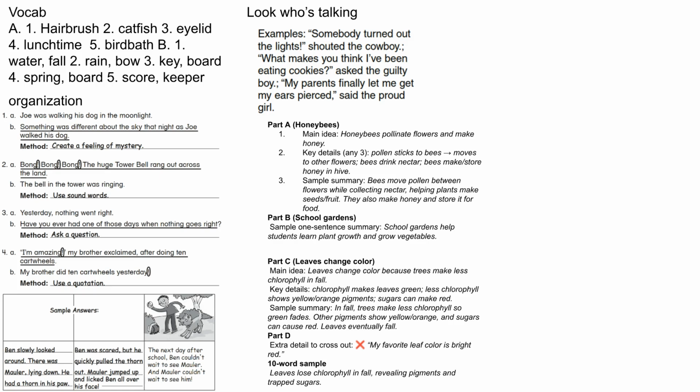For the dialogue section, look at the examples. The punctuation goes inside the quotation marks. Also notice how the speaker is named after the dialogue, such as shouted the cowgirl or said the proud girl. For the summary section, remember the most important rule. Include the main idea and only the key details. Do not include personal opinions or tiny details. For the leaves passage, the extra sentence to cross out is, "My favorite leaf color is bright red." That is an opinion, not an important summary detail.